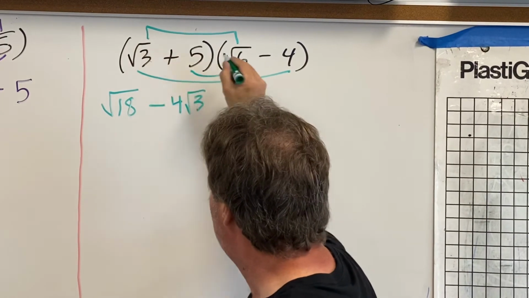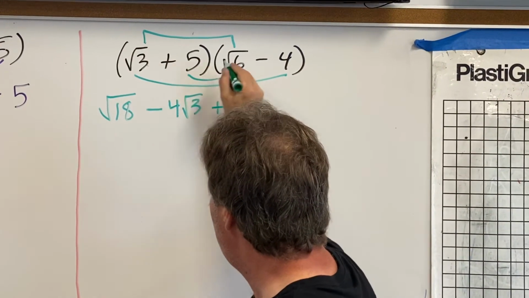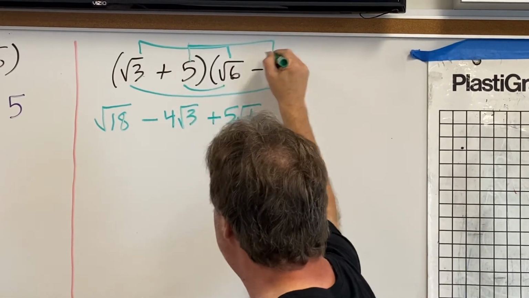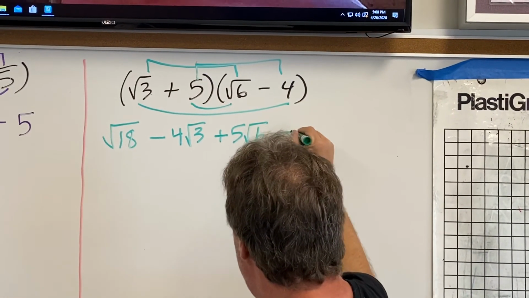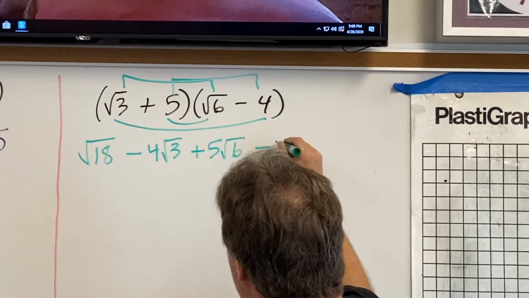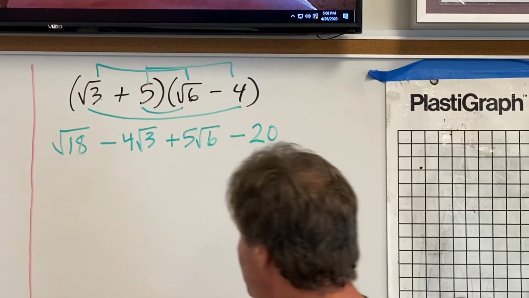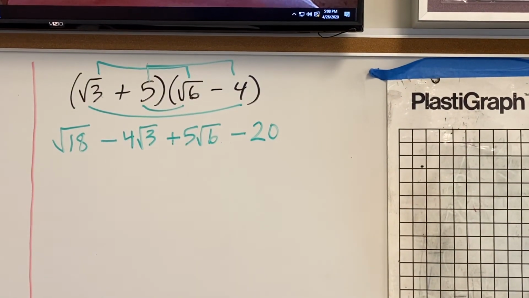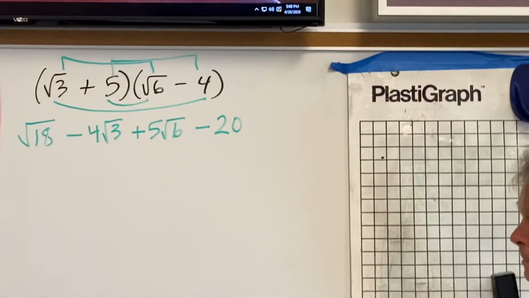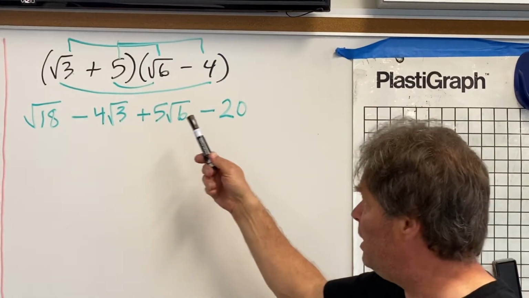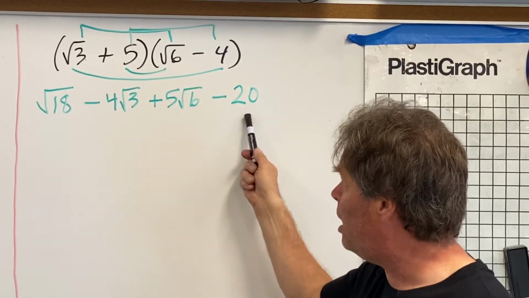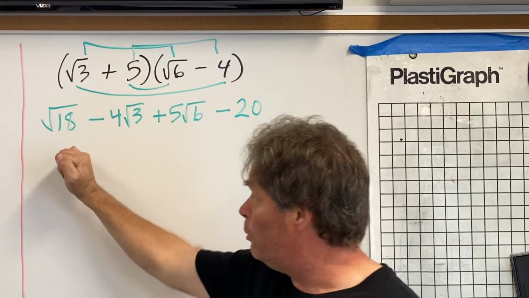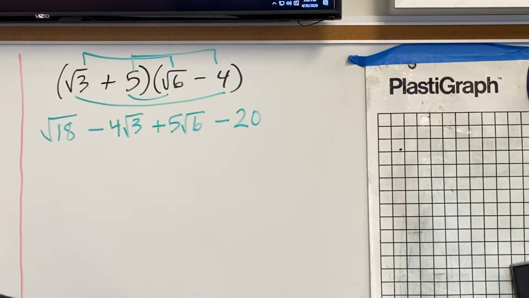Inside is positive times positive is positive. 5 times square root 6 is 5 root 6. And then last is positive times negative is negative. 5 times 4 is just 20, like that. Okay, so far so good. Okay, this and this all cannot be simplified because root 3 doesn't simplify, root 6 doesn't simplify, but root 18 does. So let's figure this one out.